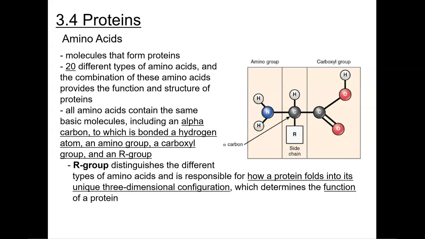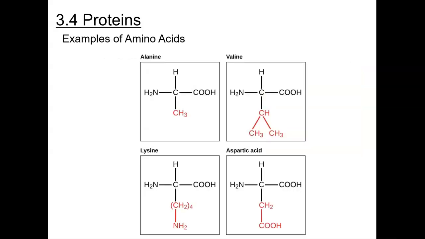And so how a protein folds into its unique three-dimensional configuration is going to be dependent upon this. And that's going to determine the function of the protein. So if a protein unfolds or if it doesn't fold properly, then it won't function properly. Examples of amino acids you see here.